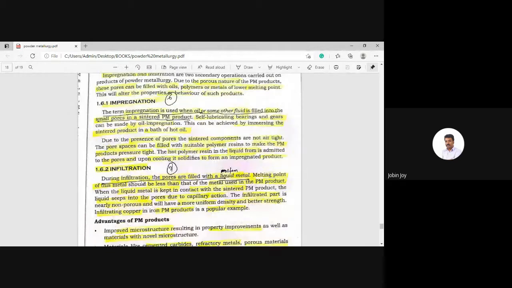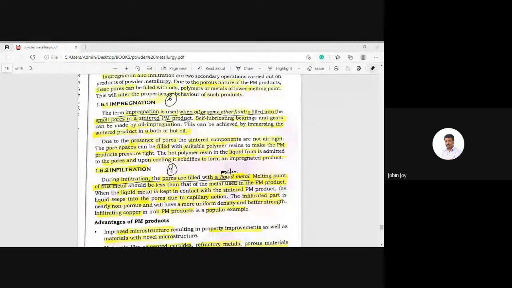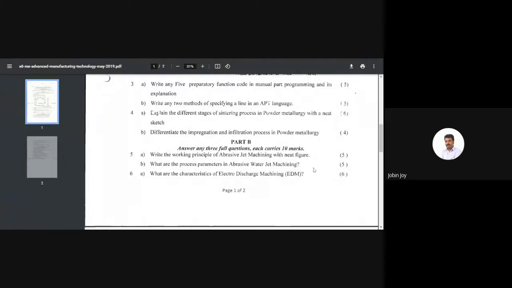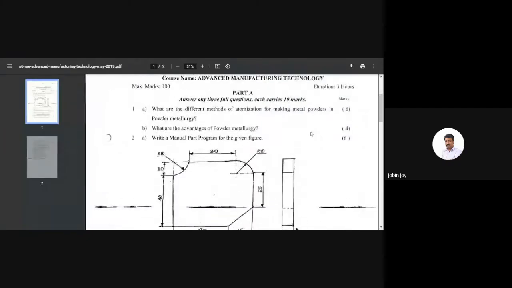Once again I will show the question paper. Here, question number 4b: differentiate the impregnation and infiltration process in powder metallurgy. You have to define the secondary operations, why we need them, and then explain impregnation and infiltration. The marks is 4 marks and the question is from the May 2019 question paper. Okay, thank you.